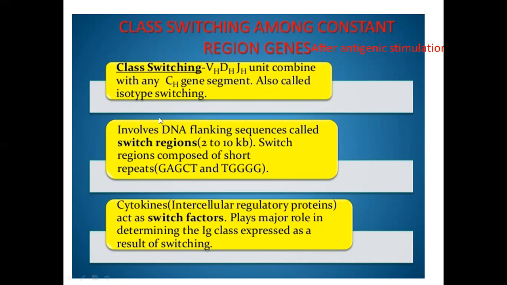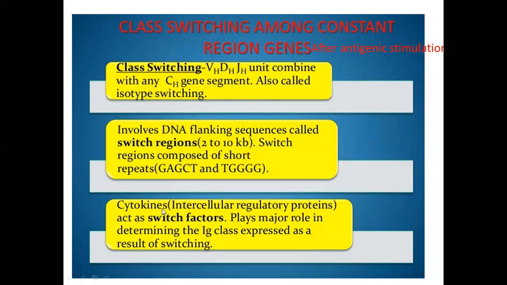Class switching involves the DNA flanking sequences called switch regions, which consist of 2 to 10 kb. The switch regions are composed of short repeats, that is GAGCT, TGGGG, like this. The short repeats are present in the switch regions.